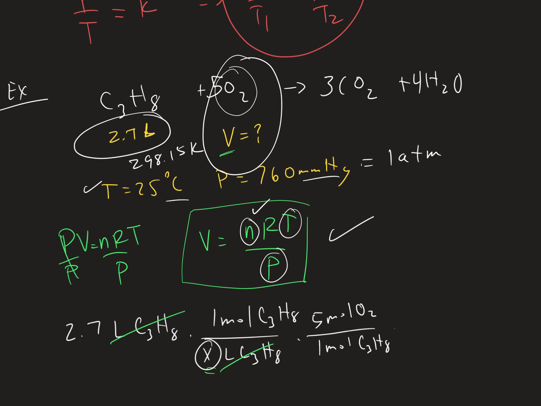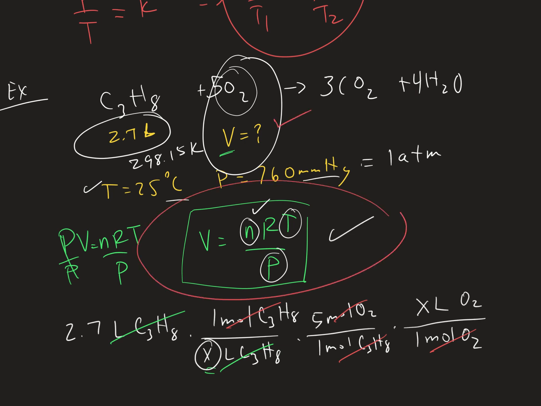We multiply, well, we could get rid of X. 1 mole of O2 gives us what? X liters. X liters, the same number, whatever it is, of O2. Everything's canceling except for liters of O2. That's what we're looking for. Do we even have to use this? We don't.